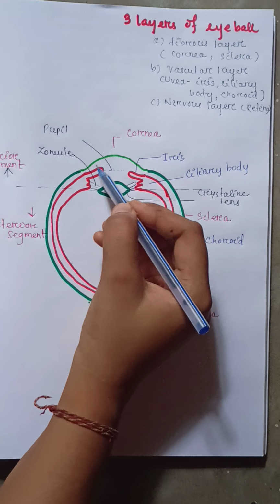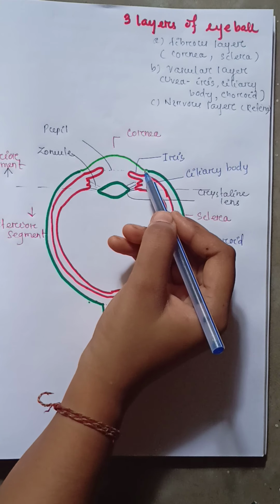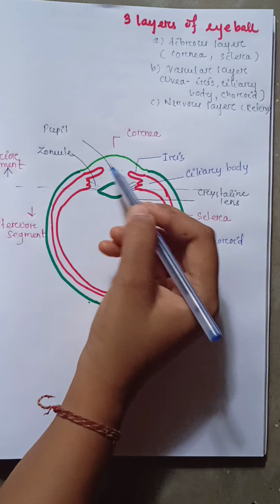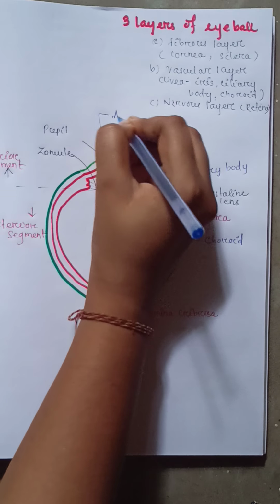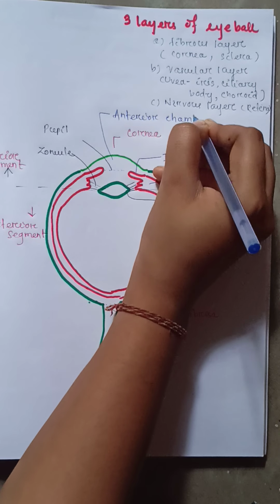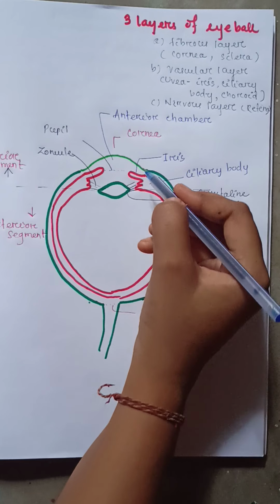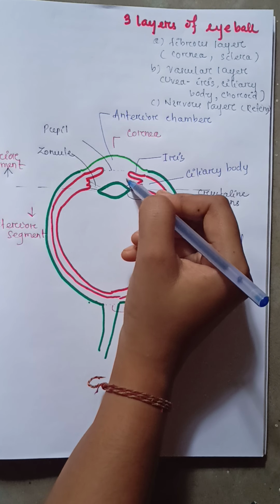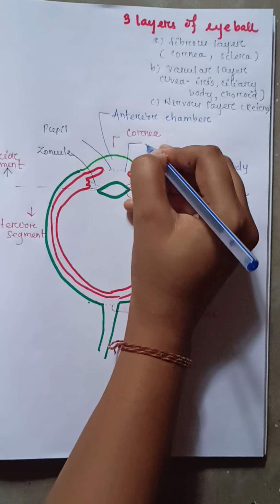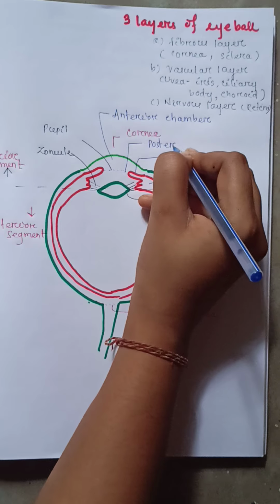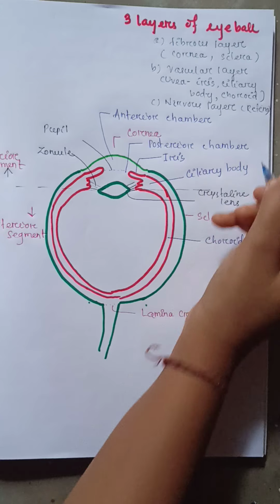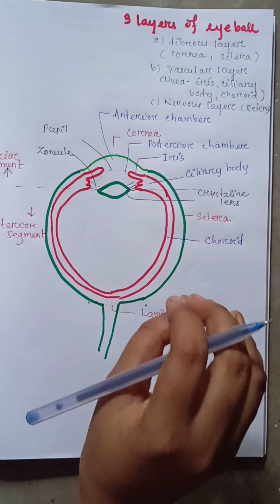So behind the cornea and in front of the iris, it is the anterior chamber. And then the second is behind the iris and in front of the crystalline lens. This is the posterior chamber. I hope all these things are clear.